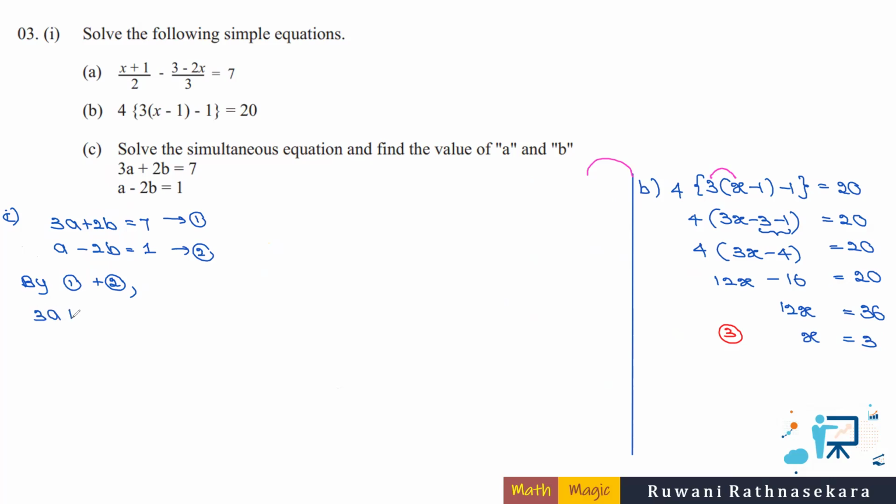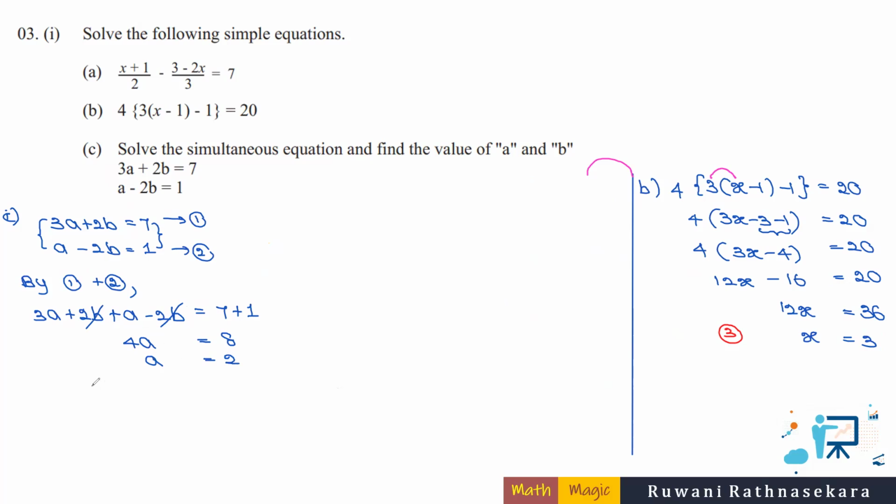3A plus 2B is added to A minus 2B. On the other side, you get 1 plus 7. Right? Plus 2B minus 2B cancel. That's what we wanted to get done. Then 3A plus A is equal to 4A. 4A becomes 8. When you divide the two sides by 4, you will get A as 2.